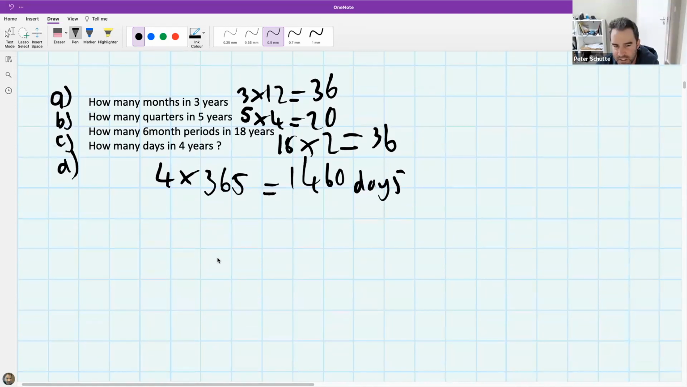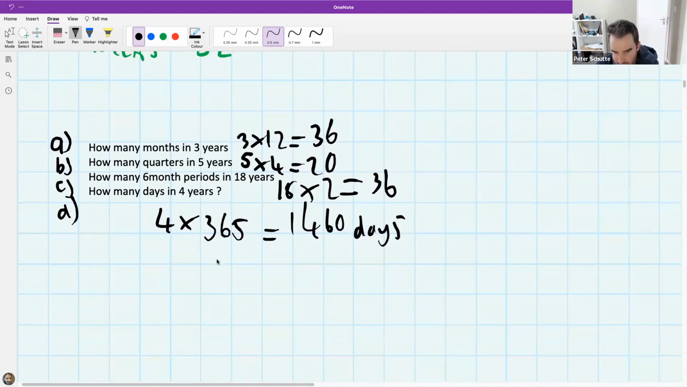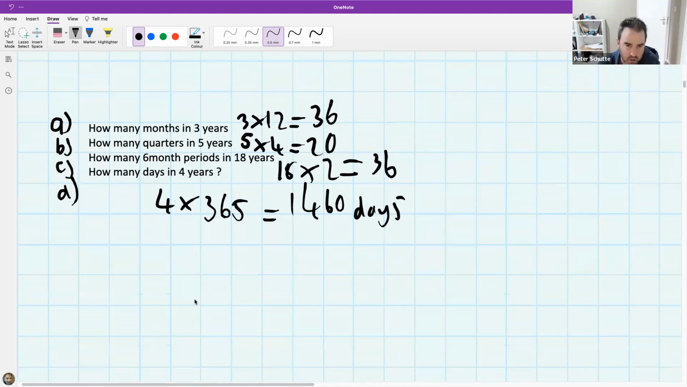Okay, Unati's asked a good question. Could there be an extra day because of the leap year? In theory, yes. But for now, I'm going to say, look, they need to be explicit about whether it includes the leap year. But Unati, a good question.